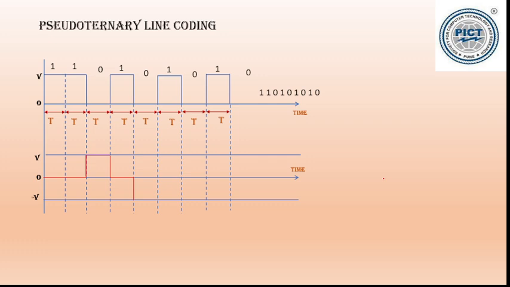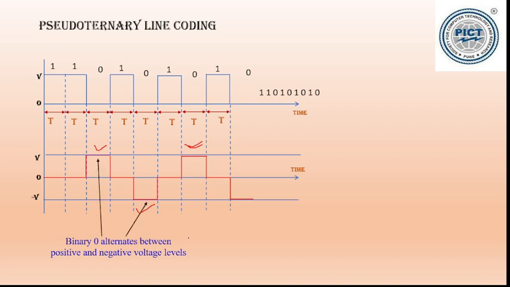That's why it will reach the zero level again. Next is again 0. This 0 will be represented by plus V. The next 0 will be represented at minus V. Now this is 1, so it will return to the zero level. This is again 0. The previous 0 was represented at minus V, so this will be represented at plus V. 1 will be represented at zero. This is 0. The previous 0 was at plus V, so this 0 will be represented at minus V. So binary 0 alternates between positive and negative voltage levels. This is just the reverse of the AMI logic. And zero voltage for binary 1.